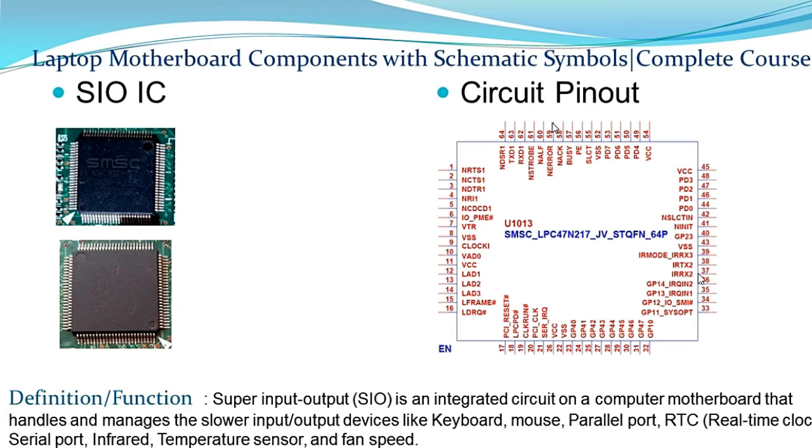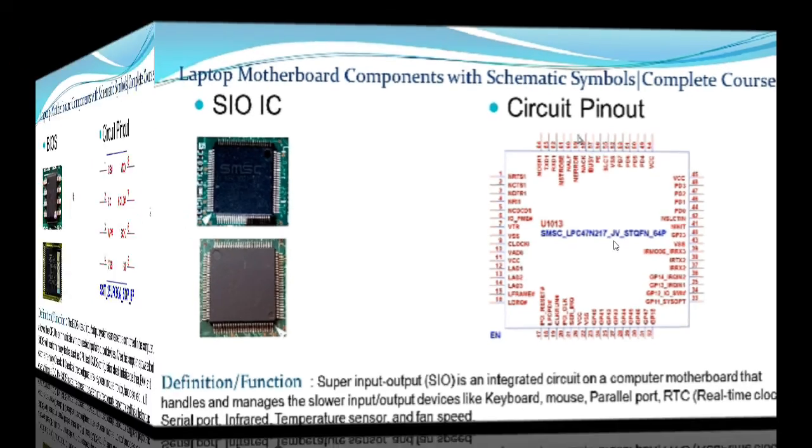Okay, so basically this is the pinout of this IC. We have, as you can see, a lot of pins where we have enable, clock, etc. Here we have U1013. This is its reference in the motherboard, and here we have its reference designator. For example, if you have a bad SIO, you can use another one with the same reference. So let's see the next component.